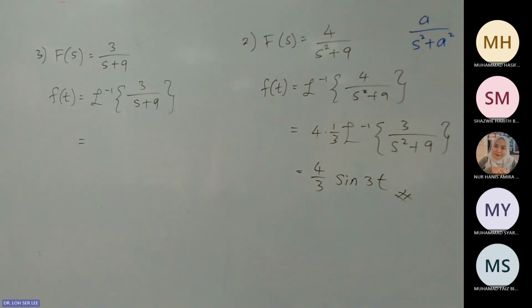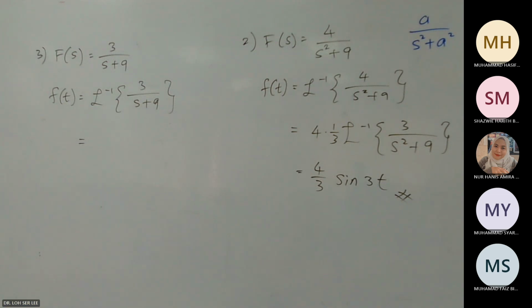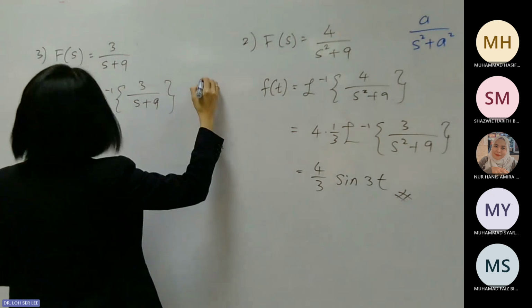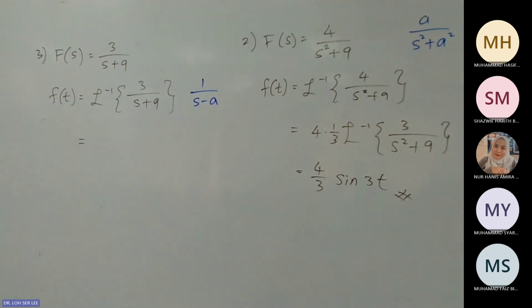Number 3. Which formula? e^(at), yes, because this is power of 1 followed by a constant. When you have power of 1 followed by a constant, we will use this formula e^(at). So according to the formula, you should have 1 over s minus a. So what you need to do?